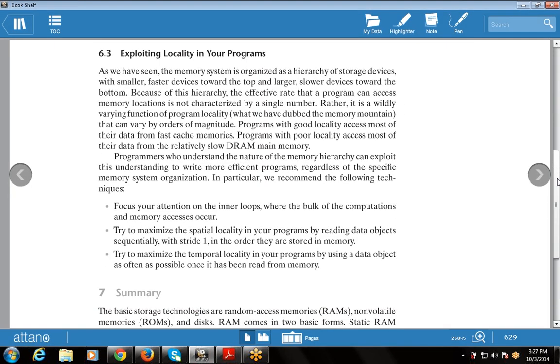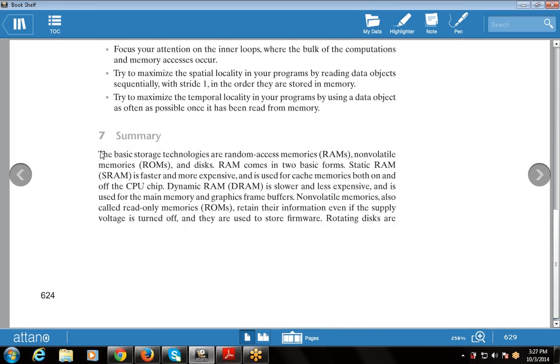Now let's see the next part, which is the summary. The summary says the basic storage technologies are random access memory, non-volatile memory, and disk. RAM comes in two forms, static RAM and dynamic RAM, and is used for cache memories both on and off the chip. Dynamic RAM is slower and less expensive. So this is the comparison among the various memories. Non-volatile memories, also known as read-only memory, retain their information even if the supply voltage is turned off. That is, if the power has gone, they can retain the data. Why? Because of their non-volatile nature.